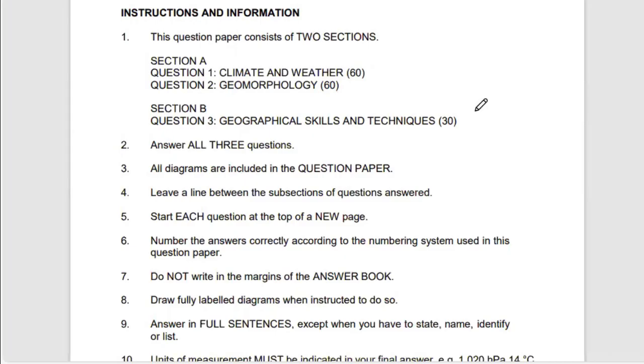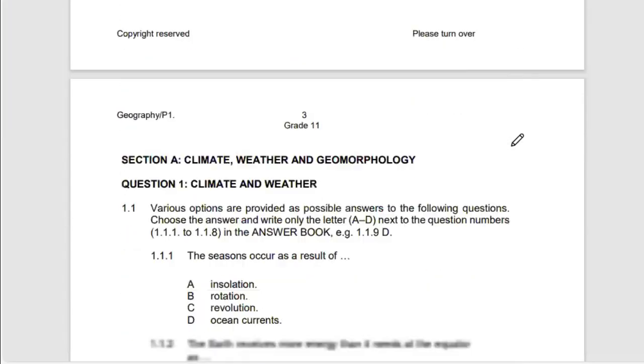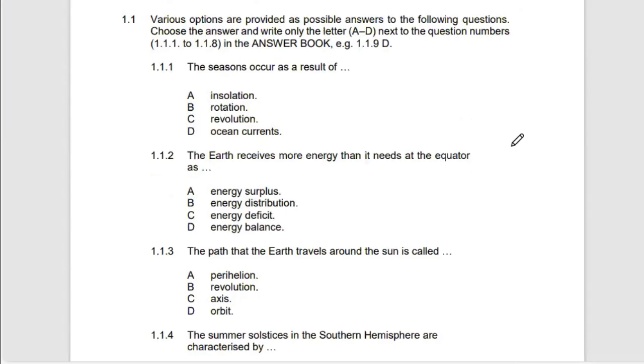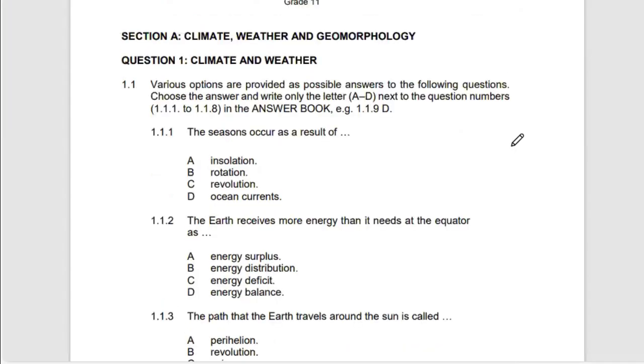Then we have section B. Section B comprises question number 3, which is a question on geographical skills and techniques, which is our map work question. So it's 60 marks for question 1, 60 marks for question 2 to make 120 marks for section A, then plus 30 marks for section B to make it 150. That's the setup of the paper. We are going to go through the questions and try to figure out the possible responses. The first question is section A, climate and weather.